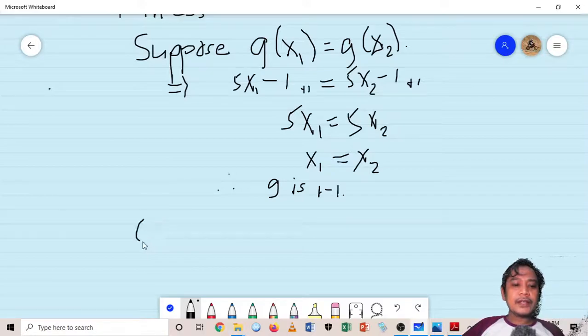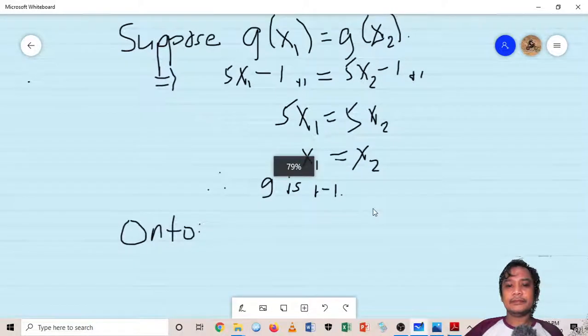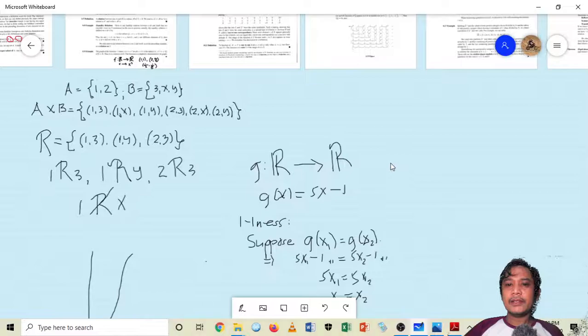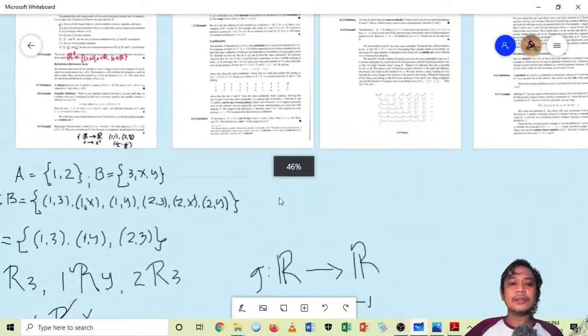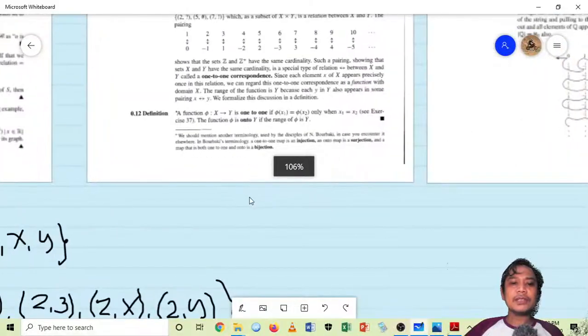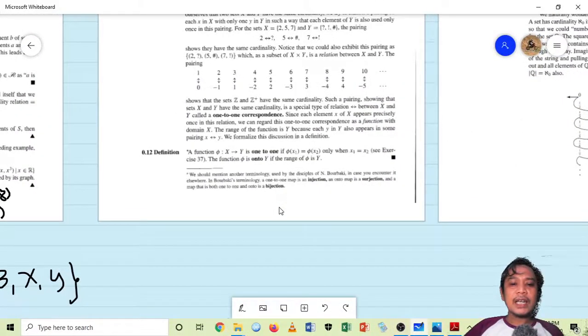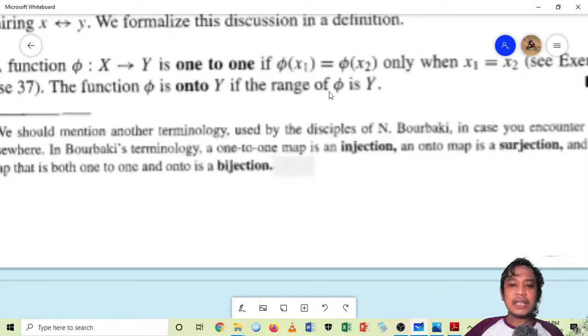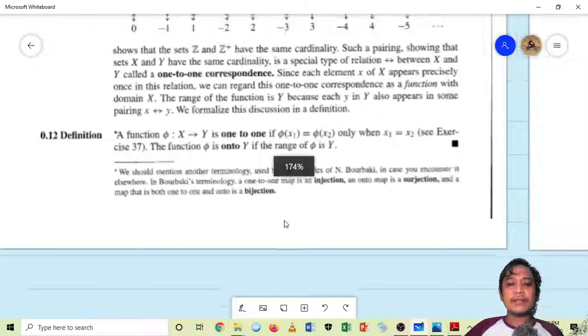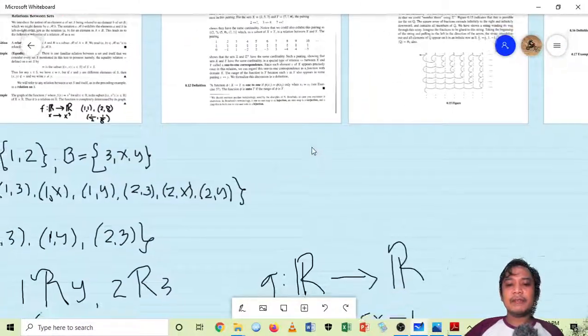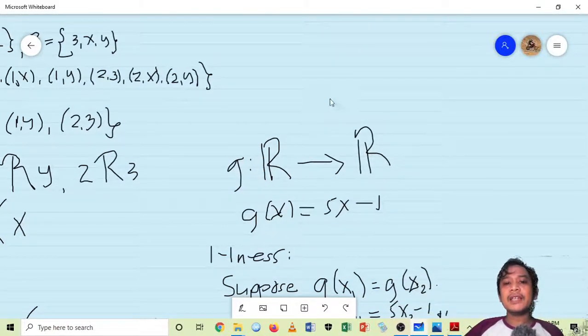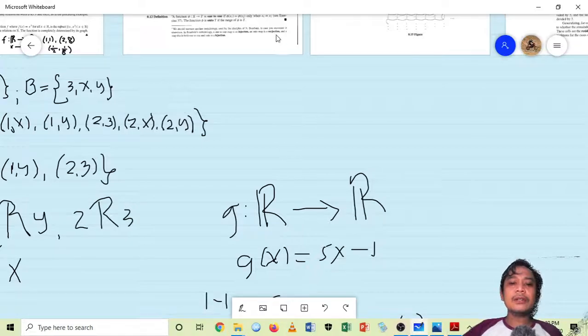Now for the ontoness. Let us go back to the definition. The definition of onto function asserts that a function is onto if the range of the function is the codomain itself. Meaning, all elements of the codomain are an image of some element in the domain.